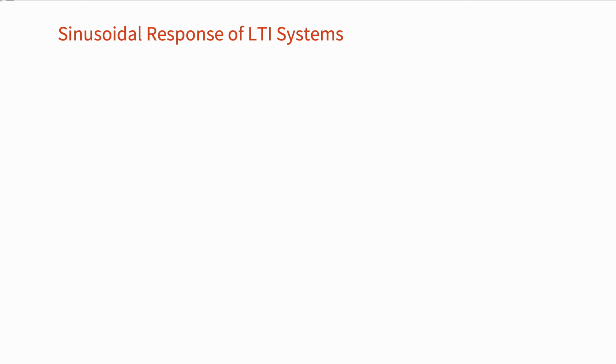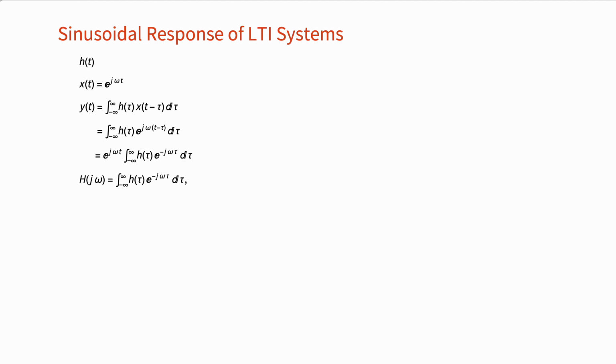Let's start with the first property that we just mentioned. Having an LTI system with the impulse response h of t, consider a sinusoidal input signal x of t of the form e to the power j omega t. Now we can find the output signal y of t by convolving the signals h of t and x of t. Starting with the convolution integral and replacing x of t minus tau here with its value and simplifying, if we call this integral h of j omega, it's a complex value. This is provided that this integral exists, of course. The output then can be written as shown here.